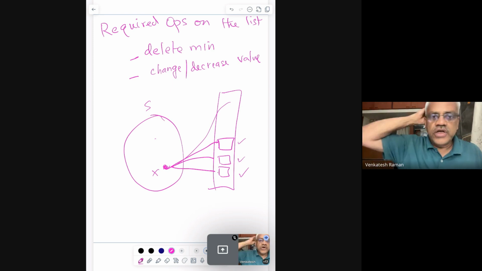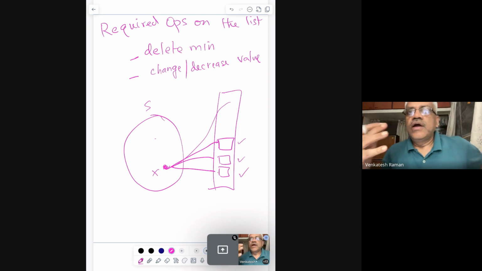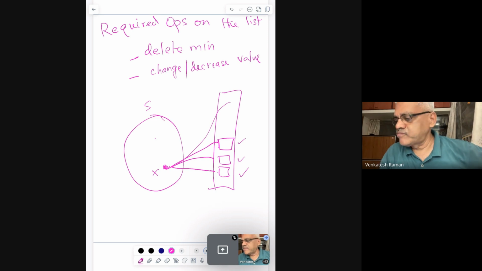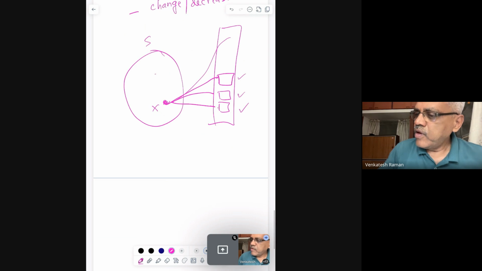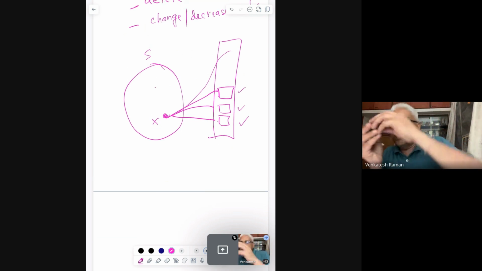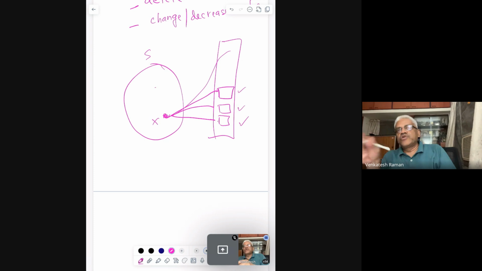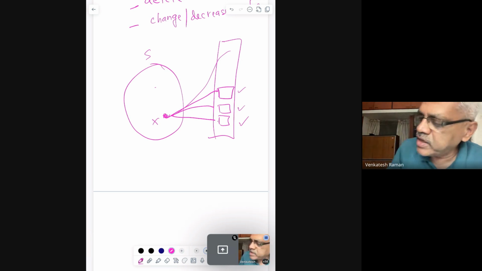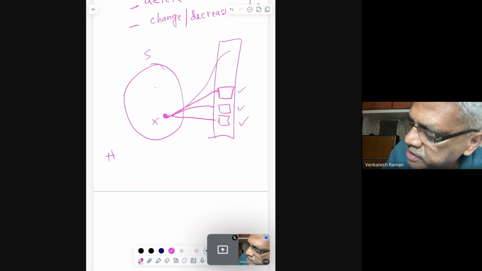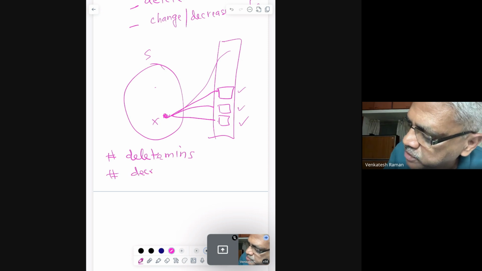And now it turns out a binary heap supports these two operations in order log n time. So you go back and maintain your list in a binary heap. Every time you do delete min, it's log n time. Every time you need to decrease the value, it's log n time. So how many delete mins and how many decrease keys, at the maximum, will you do?